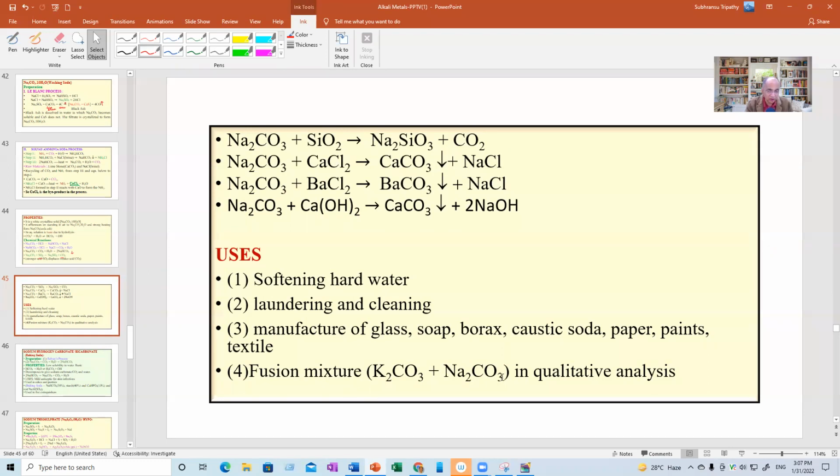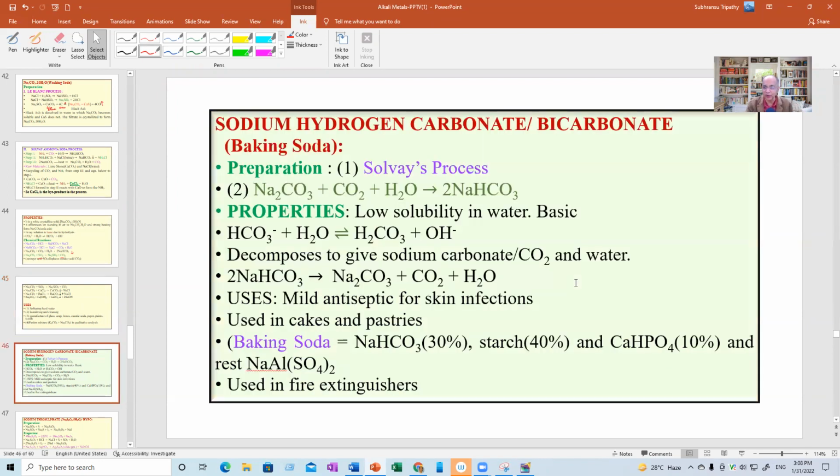And this mixture, sodium carbonate and its brother, potassium carbonate, is called fusion mixture. It is used in the dry test, in the charcoal cavity test, in qualitative analysis that you will be doing in your salt analysis program.